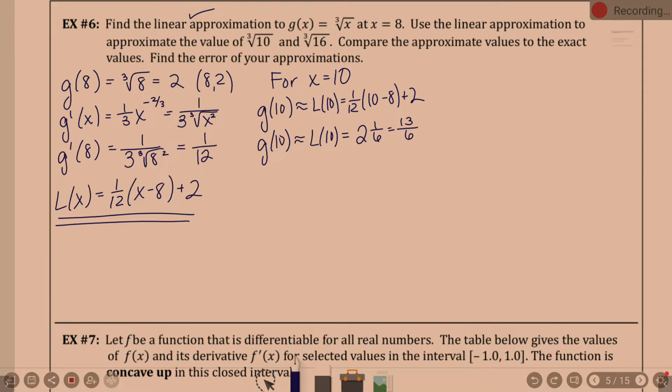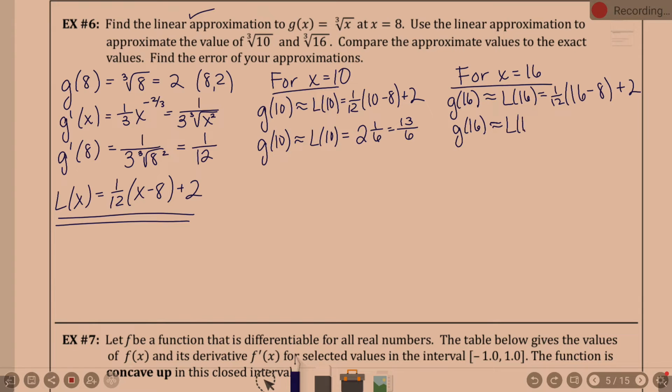We also want to repeat the process for x equals 16. So g of 16 is approximately equal to L of 16. 1/12 times 16 minus 8 plus 2.